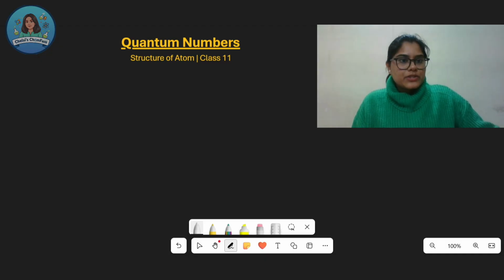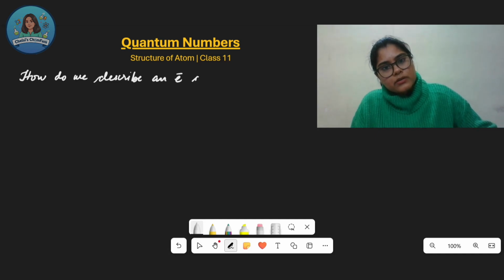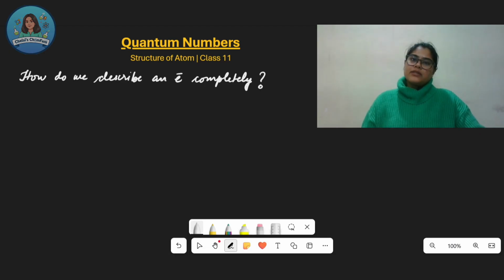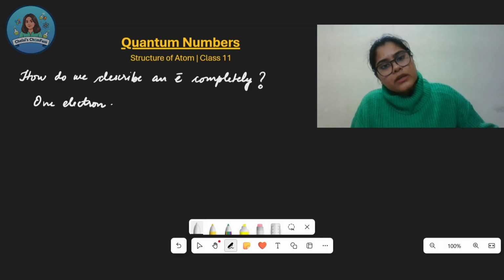So let's start with a question. How do we describe an electron completely? We cannot fix a circular path for an electron like that of a planet around the sun. So, instead of a path, to describe an electron, we use a set of numbers. Each quantum number answers a specific question about the electron. So, one electron needs multiple labels.